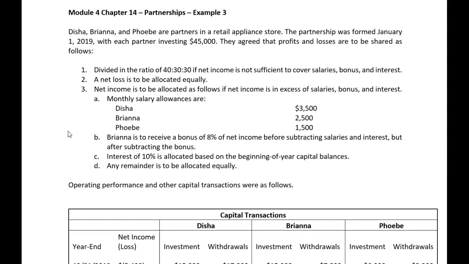calculation. Interest of 10% is allocated based on beginning of year capital balances, and then anything left over is allocated equally. So as long as it can cover the salary, bonus, and interest, we'll use everything from 2 or 3 on down. And if they can't, then we have to go back and do the allocations as they're described in number 1.